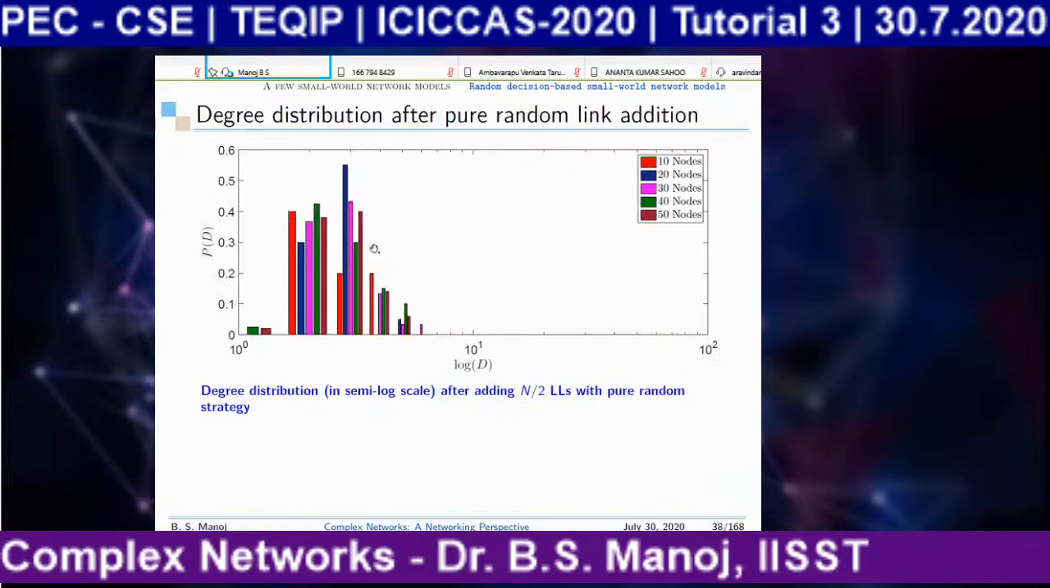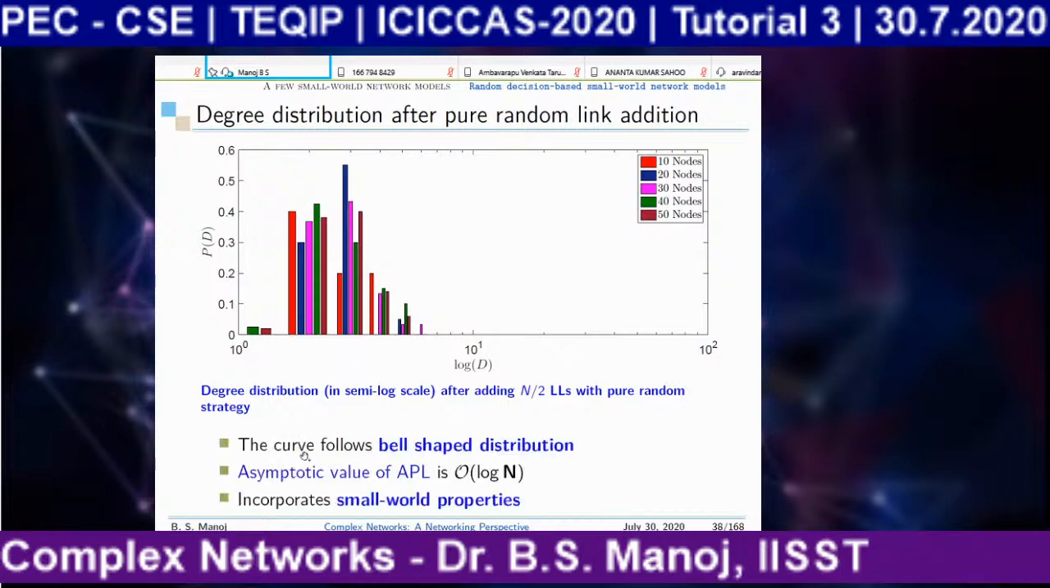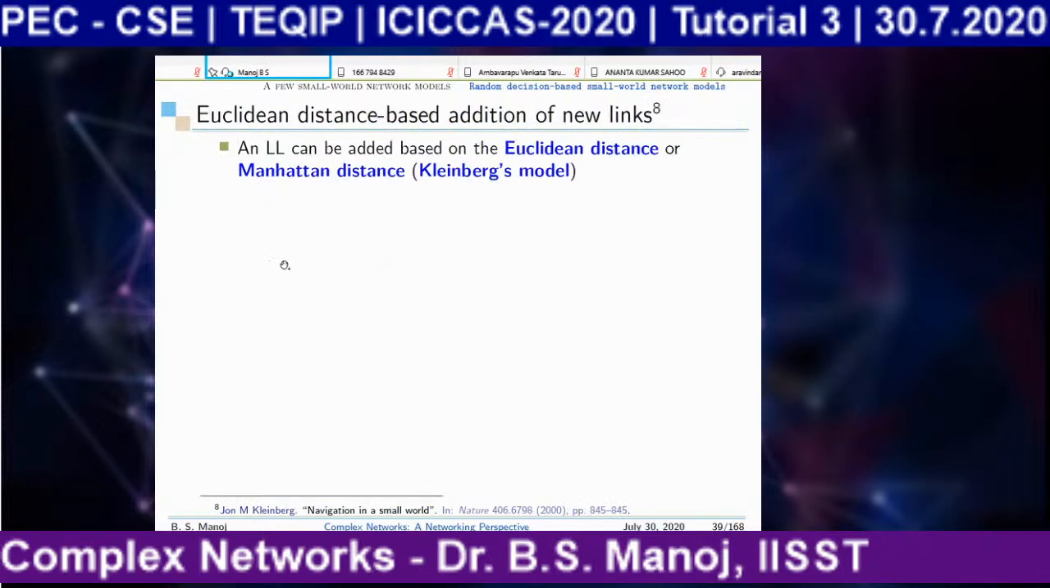Now, if you see the degree distribution of the nodes in that network that we have randomized, this is a semi-log scale where this is the probability of finding a degree and this is the actual degree. Say degree 1, 10 and 100 in a 10 to 50 node network. So we can find that the degree distribution follows the Poisson distribution approximately. Now, an asymptotic value is found in this network. It incorporates small world probability.